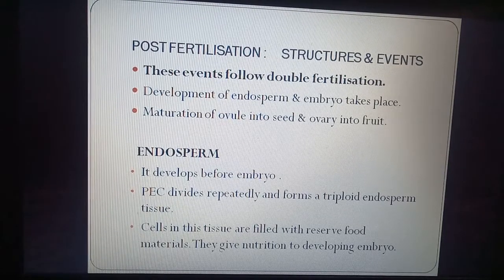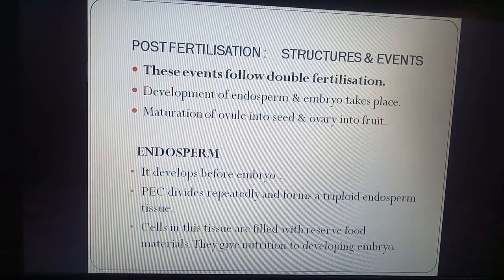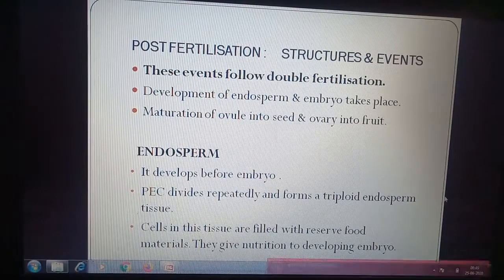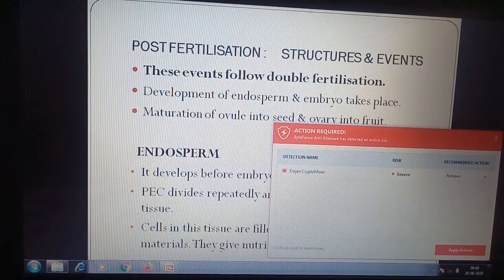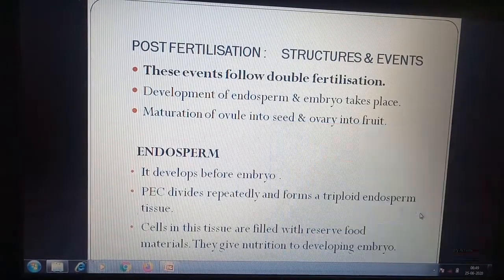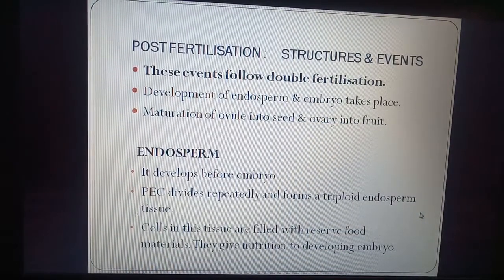The primary endosperm cell divides repeatedly. It divides many times and forms a triploid endosperm tissue. So a tissue is produced from the central cell. Cells in this tissue have reserve food and they give nutrition. Since they have reserve food, they will give nutrition to the developing embryo.